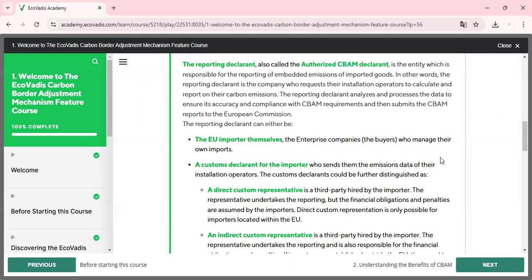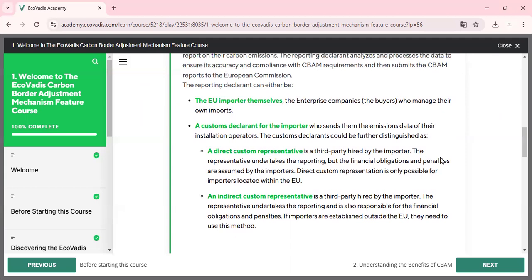The reporting declarant can either be the EU importer themselves, the enterprise companies, the buyers, who manage their own imports, or a customs declarant for the importer, who sends them the emissions data of their installation operators. The customs declarants could be further distinguished. A direct customs representative is a third party hired by the importer. The representative undertakes the reporting, but the financial obligations and penalties are assumed by the importers. Direct customs representation is only possible for importers located within the EU.